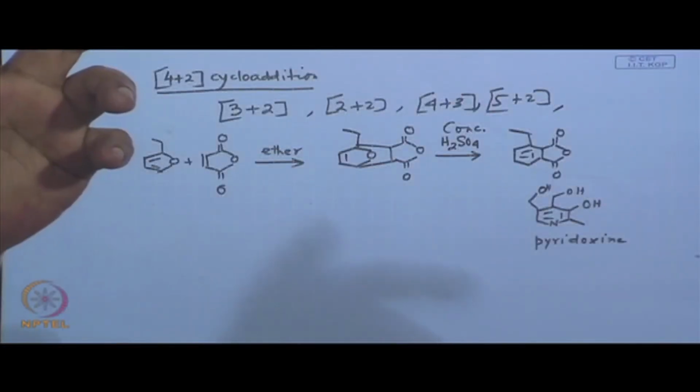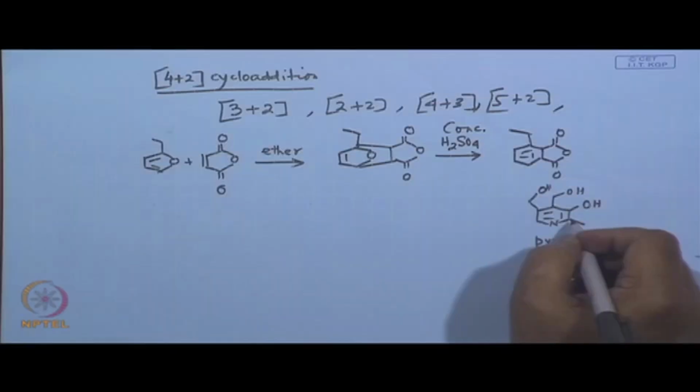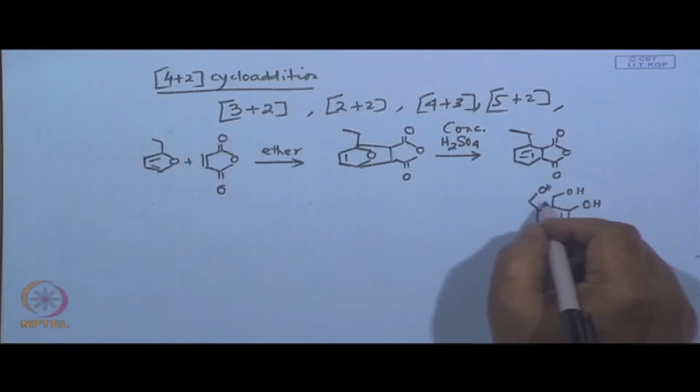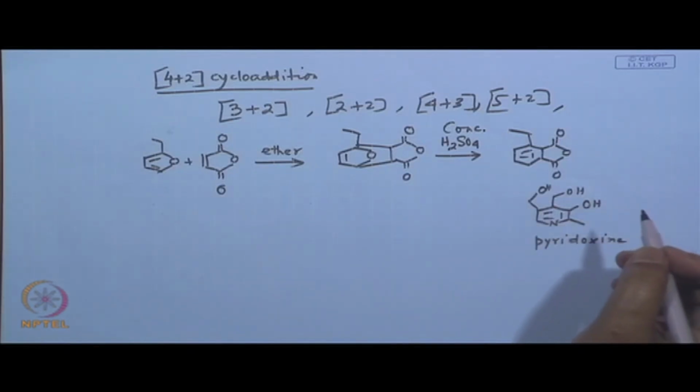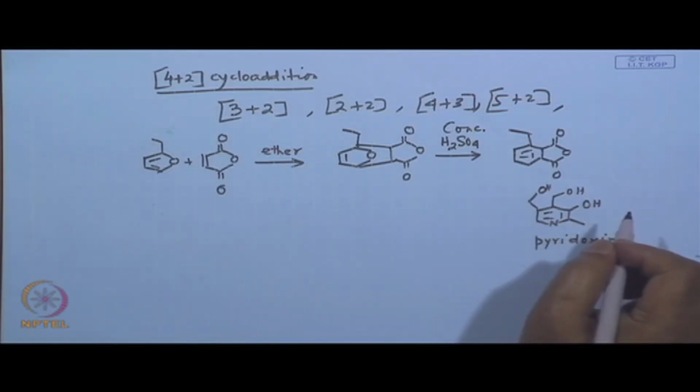How do you make 3-hydroxypyridine? Tough, right? It is a substituted pyridine, and as you can see here, all the substitutions are contiguously placed: 1, 2, 3, 4. Such a system is difficult to make.